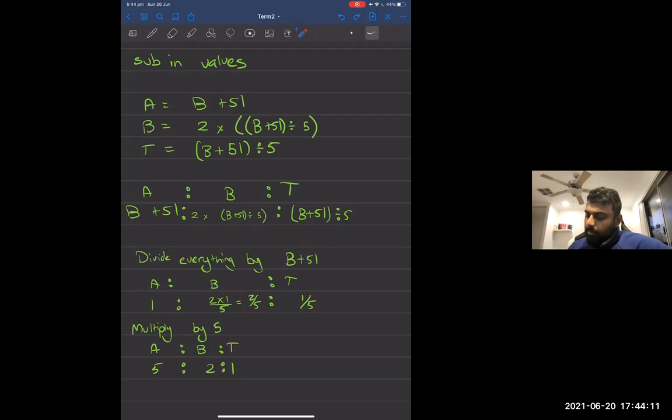Now it becomes 1 to 2 over 5 to 1 over 5. Now in ratios, you can't have fractions. It has to be whole numbers. So you multiply the whole thing by 5. And A, 1 times 5 becomes 5. 2 over 5 times 5 becomes 2. And 1 over 5 times 5 becomes 1. So the ratio is 5, 2, and 1. Do you guys understand that?